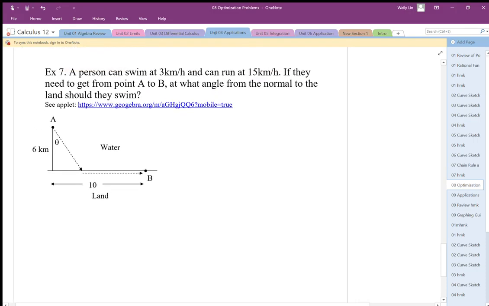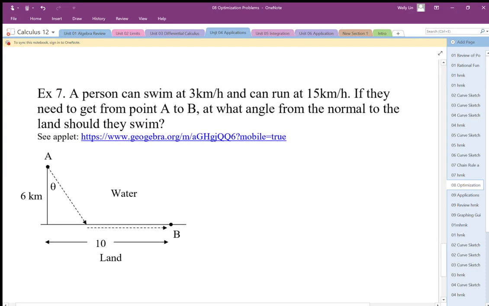This is a fairly typical calculus problem. There is an applet; if you follow that link, you can see the applet visualize what's going on. This person is 6 kilometers from the shore on the water, and 10 kilometers from that point on the land to point B. He's trying to get from A to B.